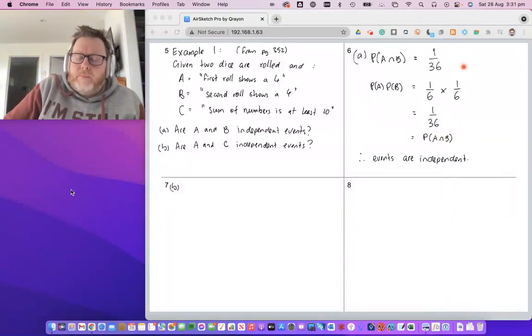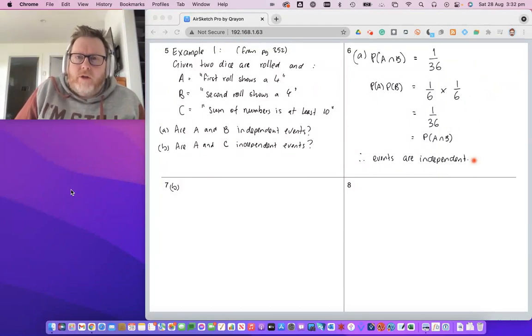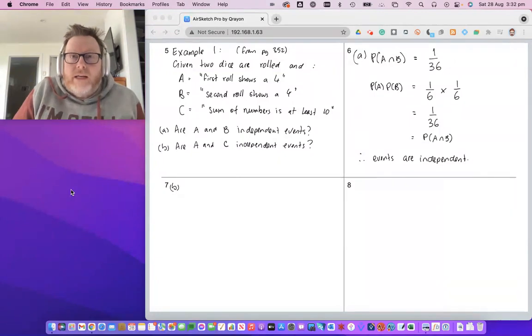But step 1, show what probability of A intersect B is, and step 2, show what probability of A times probability of B is. And if they are the same, then you can conclude they're independent. And if they are not the same, you can conclude that they are not independent, otherwise known as dependent.